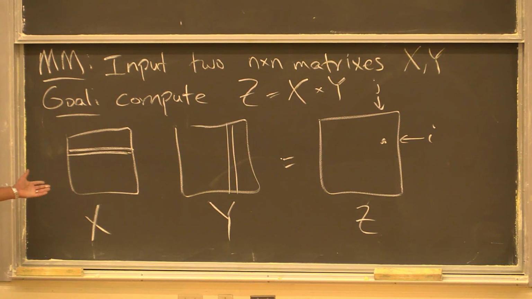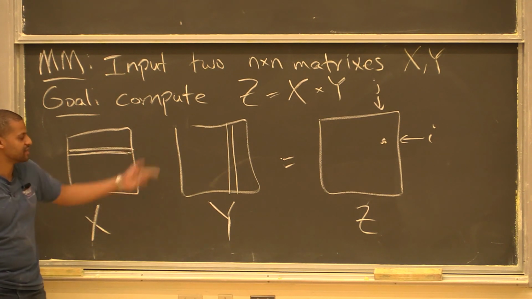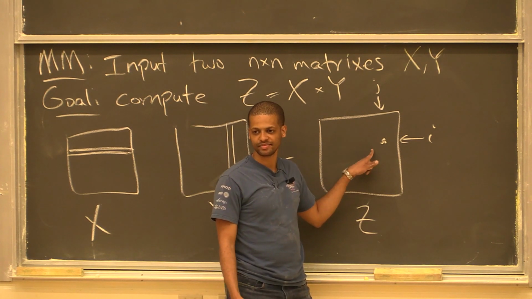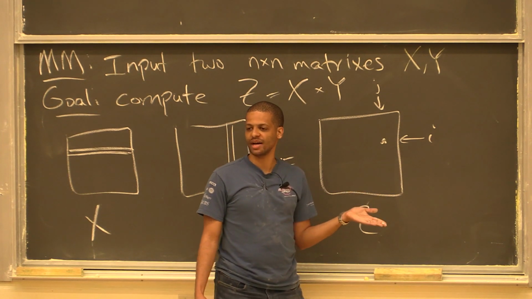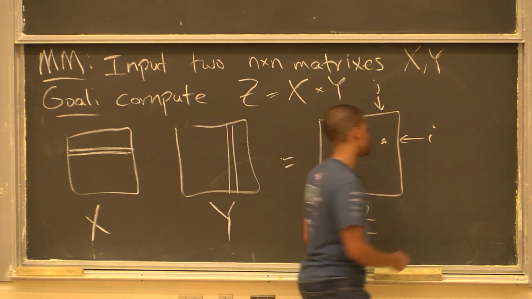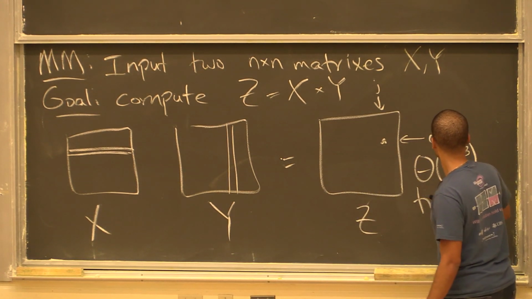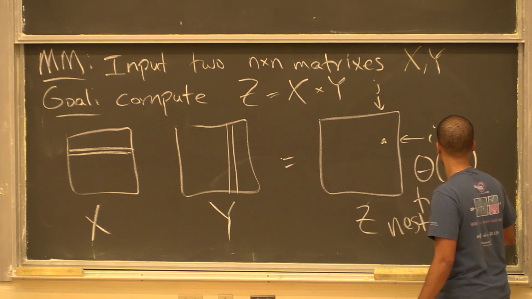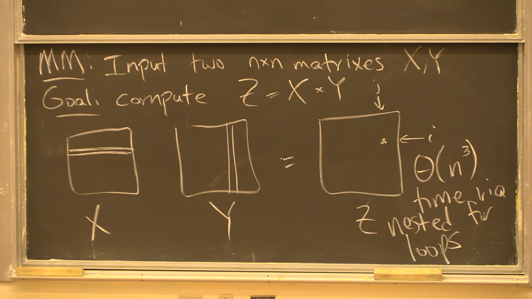Their dot product, how do you compute the dot product? It's a for loop of length n, because there are n entries here. So you can get each entry of z in time proportional to n. There are n squared entries here. So to get all of them would take n cubed time, just using nested for loops. So theta n cubed time via nested for loops. So let's see whether we can use divide and conquer to do better.